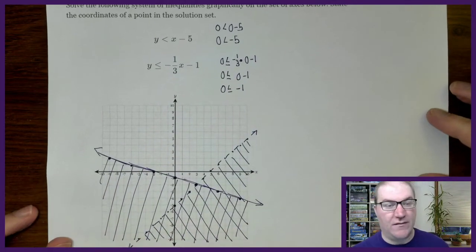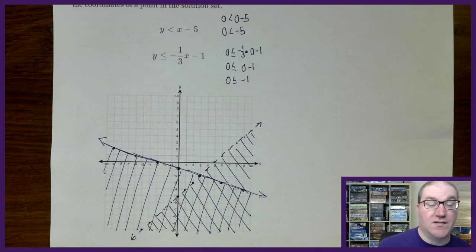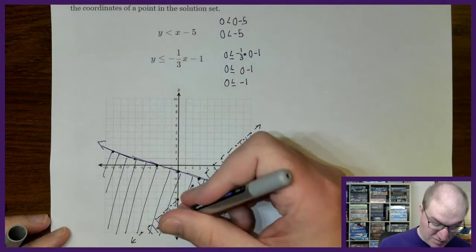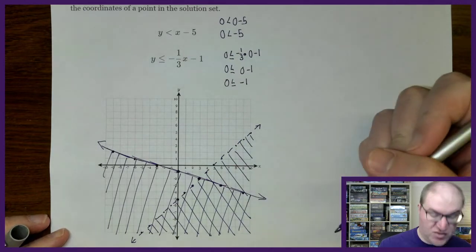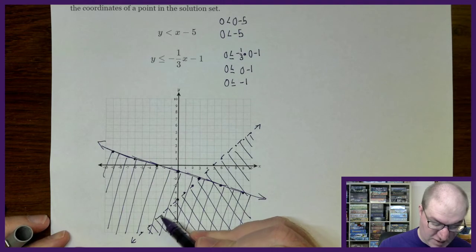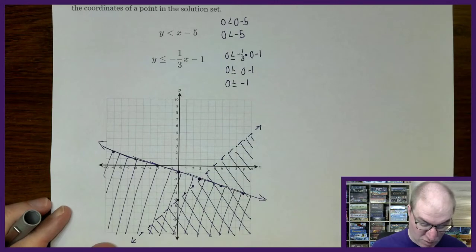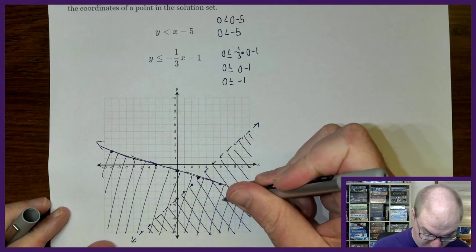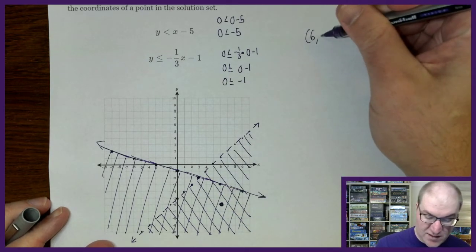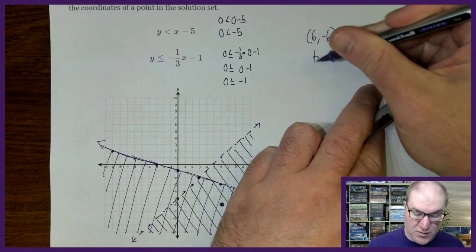All right, so what we have here is a graph that has been shaded twice. The question asks for one of the solutions from the solution set. So any point in this region that's been shaded twice could be considered here. Just make sure that you don't pick a point directly on this dashed line because none of those are actually solutions. So anything here would work. I'm going to pick 6, negative 6 as an answer that they're looking for. 6, negative 6 is a solution to the system.